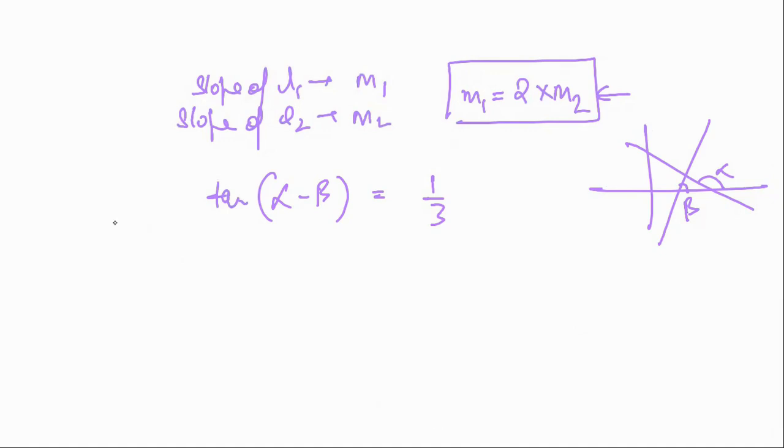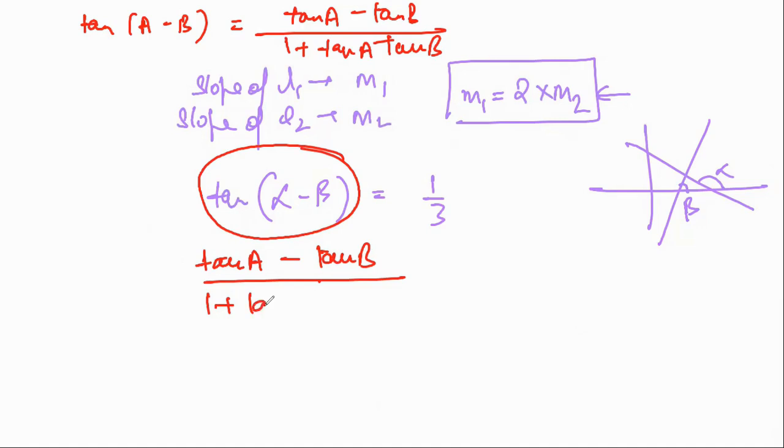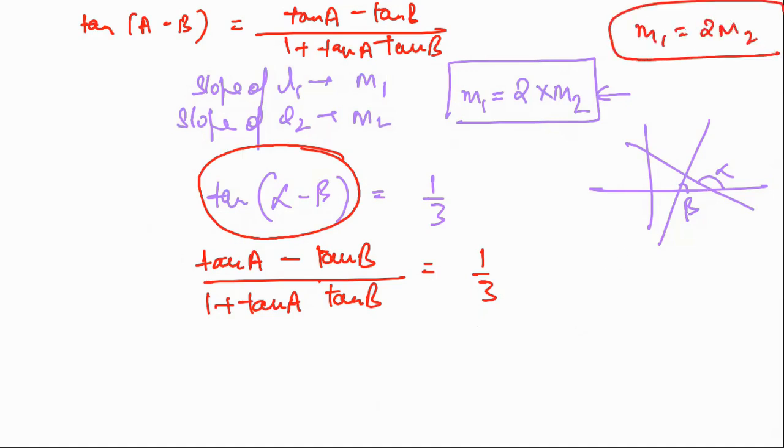Now, please understand it. If we look at this formula, this is the formula for tan(A minus B). So what is the formula of tan(A minus B)? It is (tan A minus tan B) over (1 plus tan A tan B), and it is equal to 1/3. Now you know that we can call slope m. We represent the slope by m. So m is also equal to tan theta, because we know that slope can be represented by m and also by tan theta.